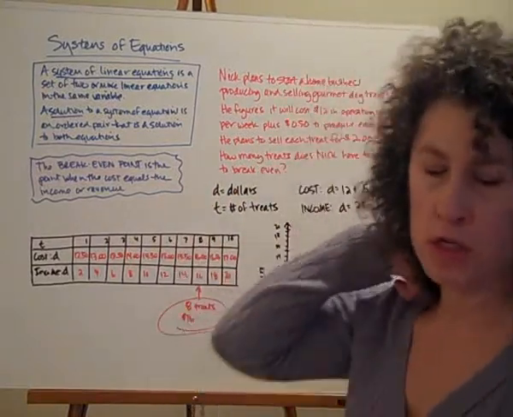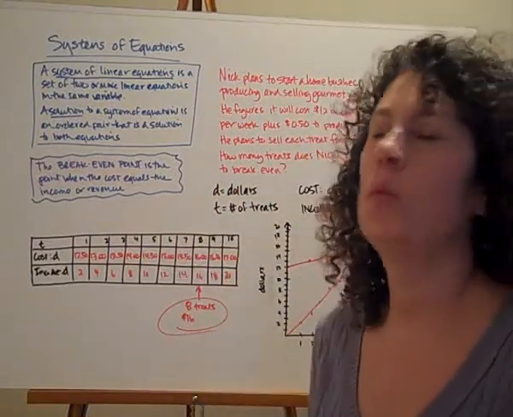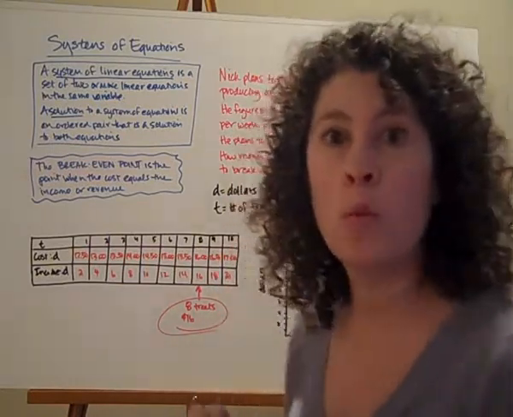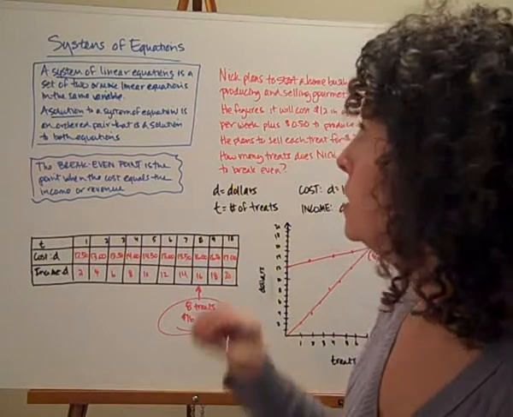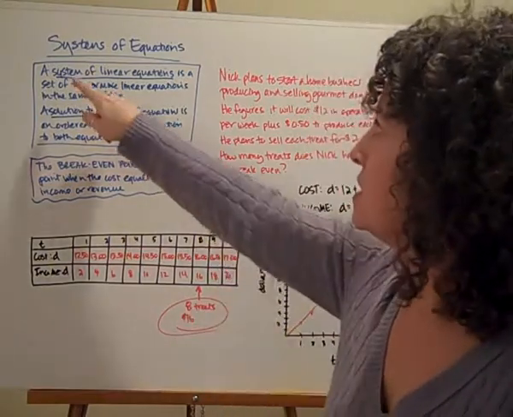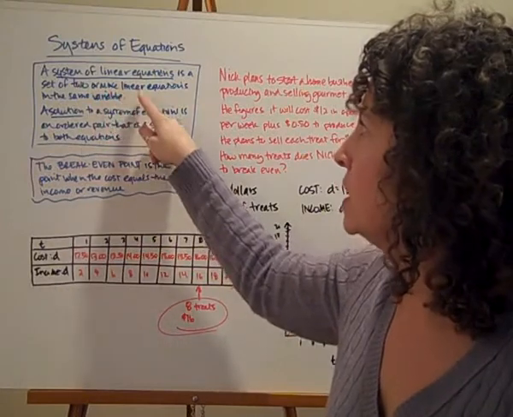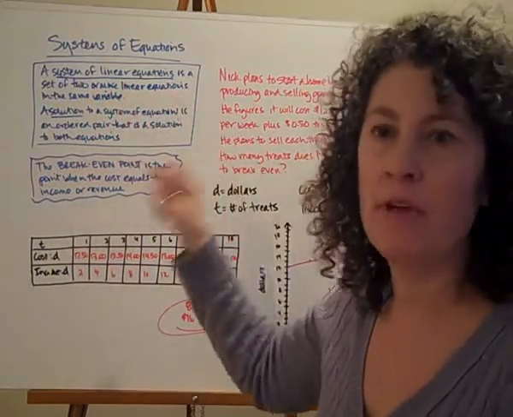Systems of equations. So in this unit, we're going to be talking about systems of equations. So we're going to be working with more than one equation at a time. So what is a system of equations? A system of linear equations is a set of two or more linear equations in the same variables.